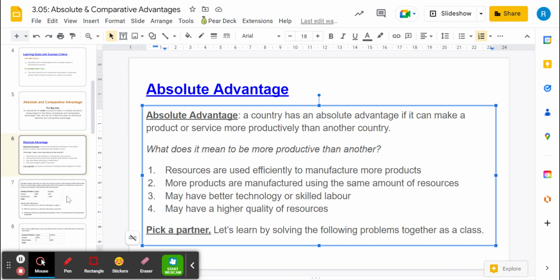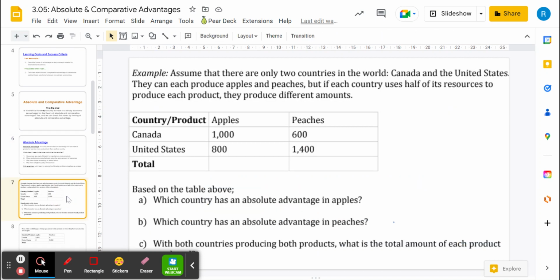Okay, so let me give some examples and I'll hopefully make absolute advantage a little more clear. So take a look at the scenario, then we're going to answer the question, which country has an absolute advantage in apples and peaches? Okay, so it's a totally simplified example. Assume there's only two countries in the world relevant to this example, Canada and the US. Also assume they can each produce apples and peaches, and assume that's all they're producing. And if each country uses half of its resources to produce each product, here's what they could produce.